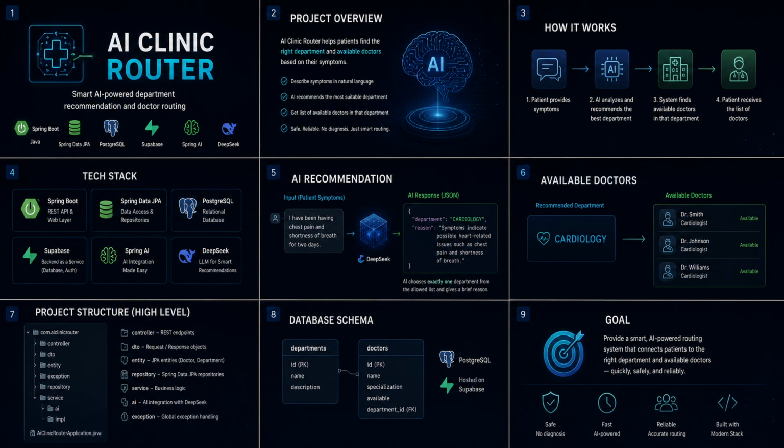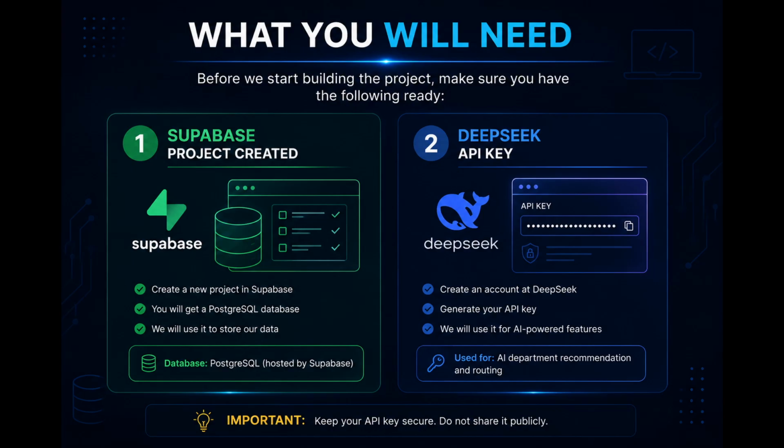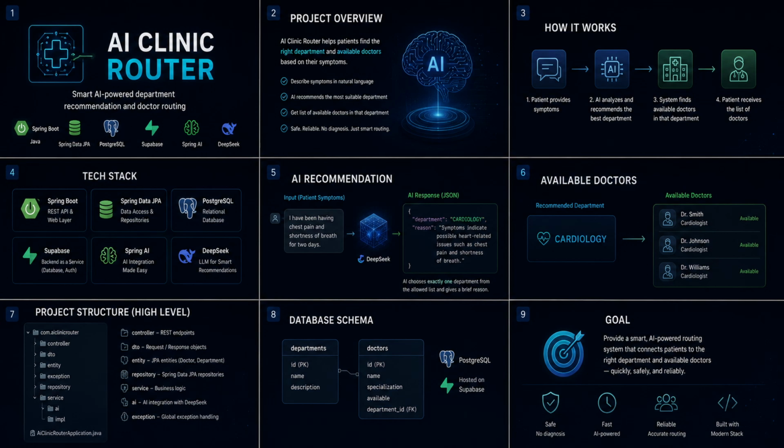Before we dive into the project itself, there are just a couple of things you will need if you want to build it on your own. First, you will need a Supabase project with a PostgreSQL database. And second, you will need a DeepSeek API key, since that's the language model I'm using for AI routing in this project. I'm not going to cover the setup in this video because there are already plenty of tutorials showing how to create a Supabase project and obtain a DeepSeek API key.